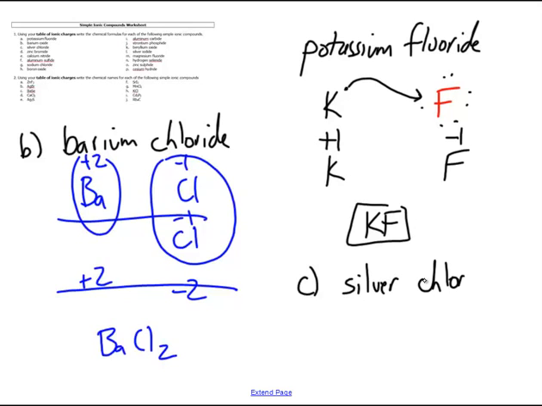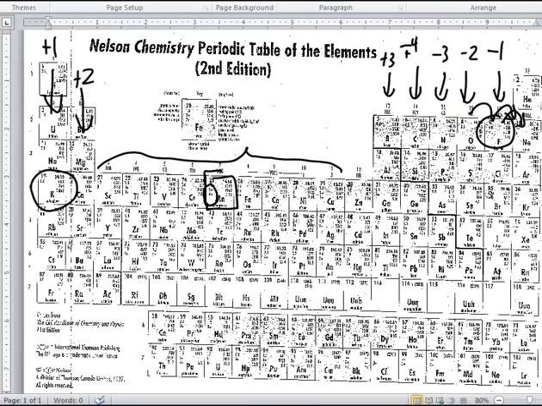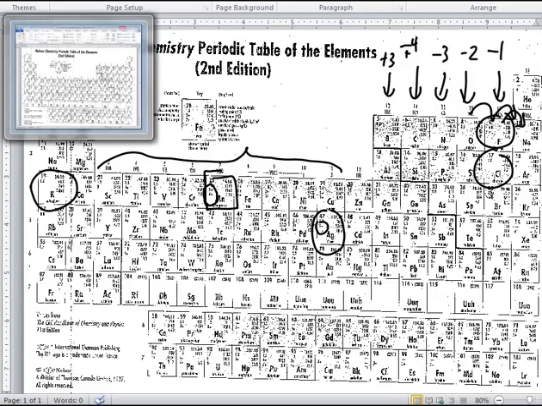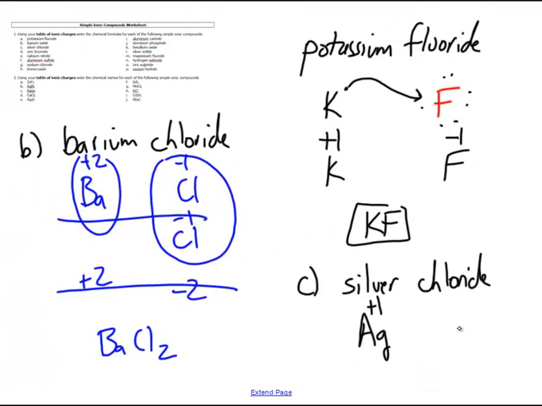Silver chloride. I guess this is not the best example, but it will still work. Silver we find in the periodic table is Ag, and it has a +1. It's a transition element, so you're going to have to look at the periodic table to find it. Ag is right here, and tells you it's +1. Chlorine's over here, and it's a -1. So chlorine is Cl and a -1.